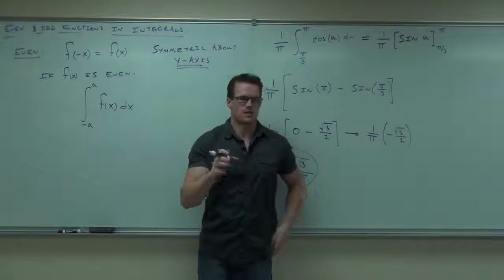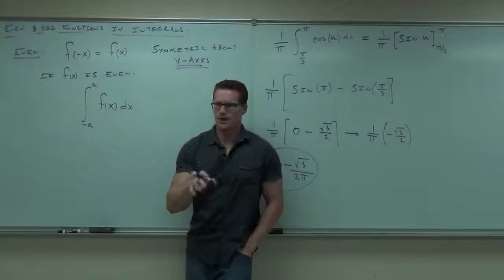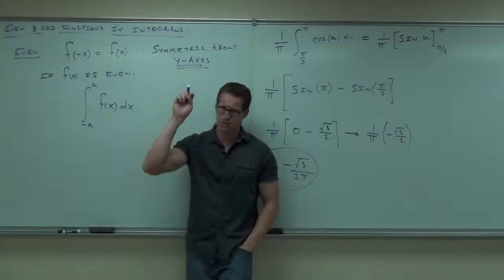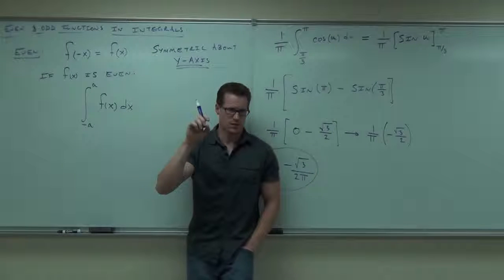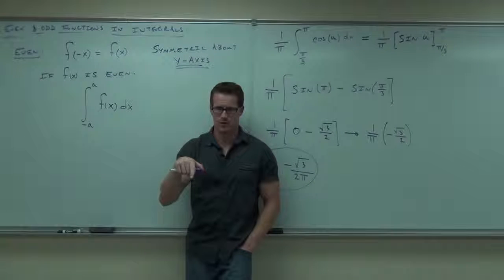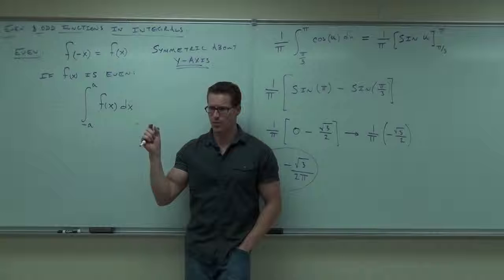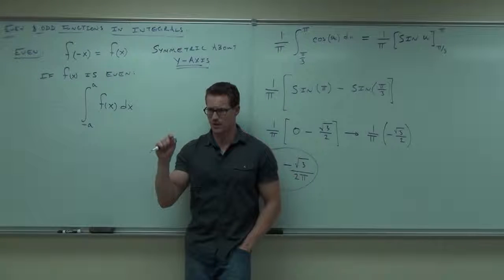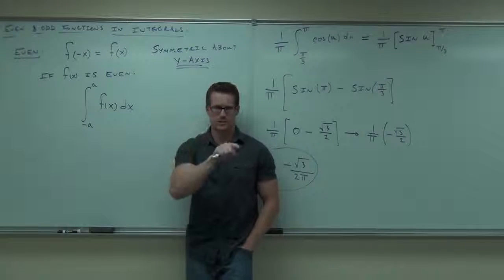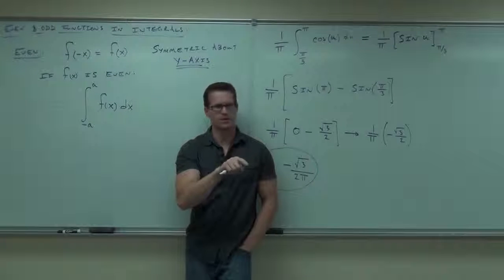Let's go through the logic, okay? If f of x is even, what do you know about f of x? Symmetrical about the y-axis. So that means when I plug in negative a and I plug in a, I get the same output. At any point between them, I plug in the negative and the opposite of that, I'm going to get the same output, right? Would you agree then that the area from negative a to 0 would be the same as 0 to a? Yes. If it's symmetric about the y, it better be.